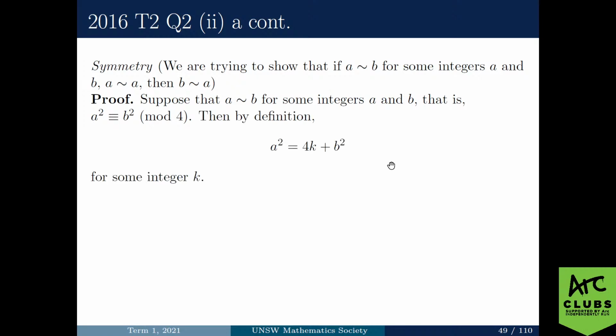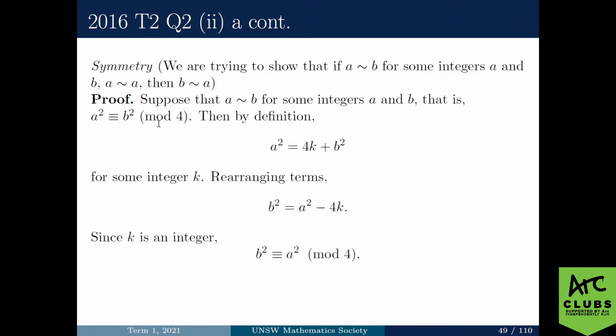So we know that A squared is equal to 4k plus B squared for some integer k, because of the definition of modular arithmetic. If we rearrange terms to get B squared as the subject, because that's what we want, we move this B squared to the other side. So we get B squared equals A squared minus 4k. Again, we take the modulus of everything, and now we get that B squared is equivalent to A squared mod 4.